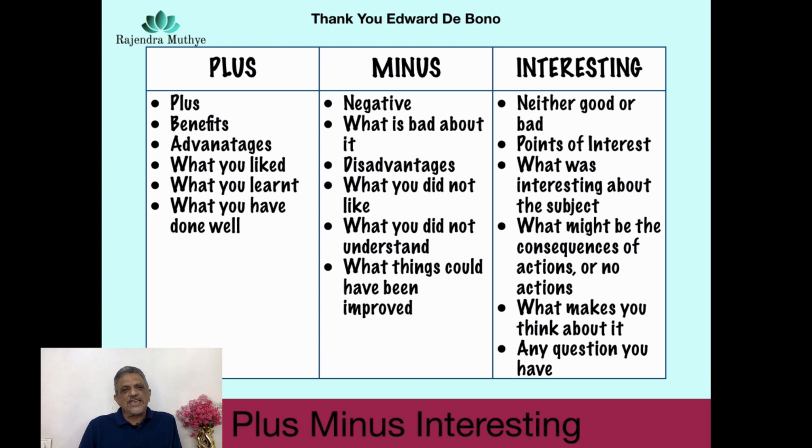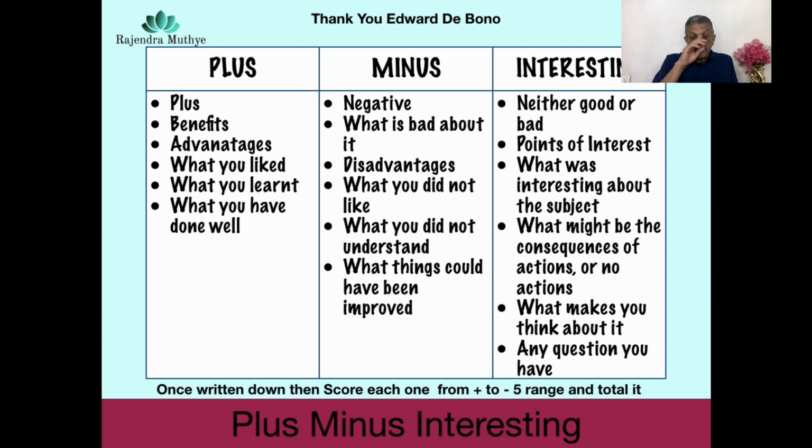So let's take an example of this so that it becomes very clear. Before we go into the example, once written down, score each one of the points from a range of +5 to -5 and total it. So take point number 1 in plus, 2, 3, 4, and rate each point. Clear? So let's go to the example part.